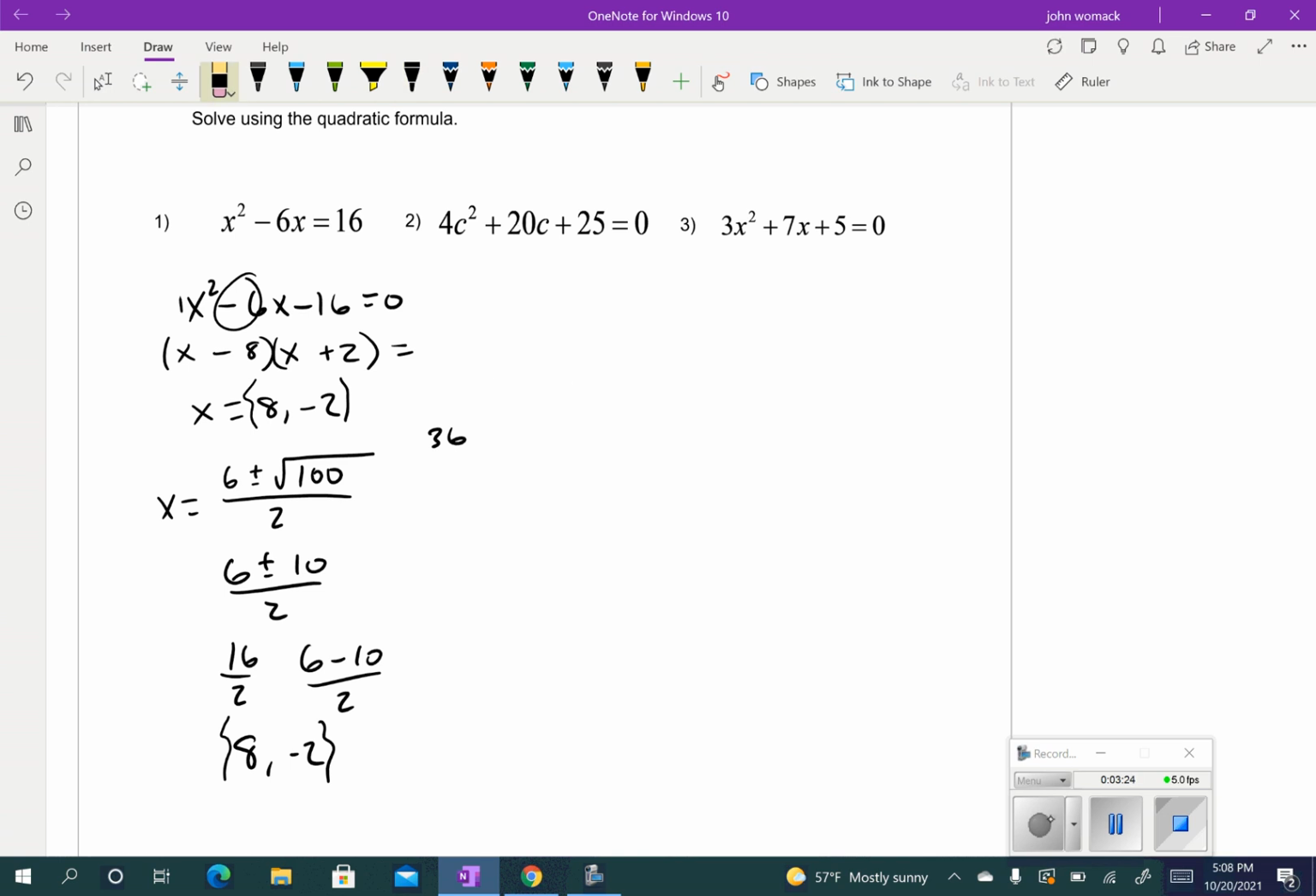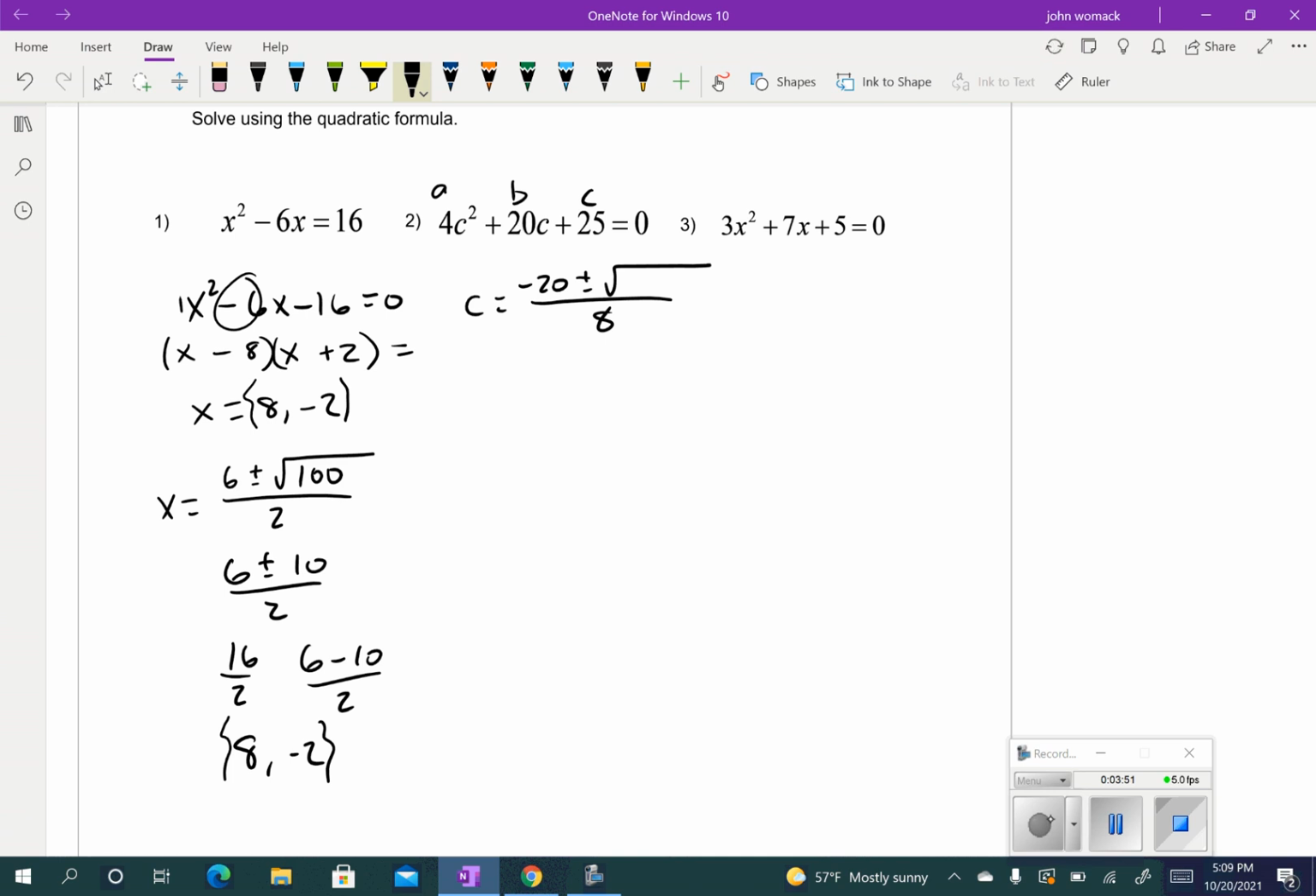Okay, let's try this next one. This one looks harder to factor. I think it actually does factor, but if it's going to factor, it's going to be a little bit harder because of the 4 out in front. So let's just use the quadratic formula. There's my a, b, and c. So I'm going to go, c is equal to negative 20 plus or minus square root of something all over 2 times 4.